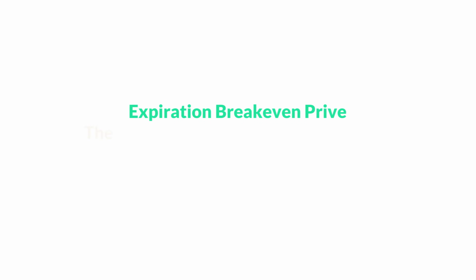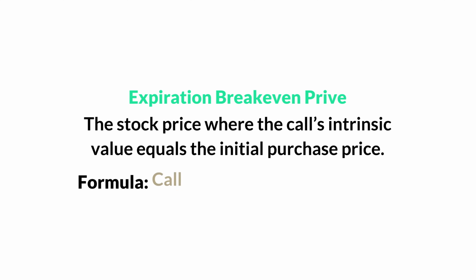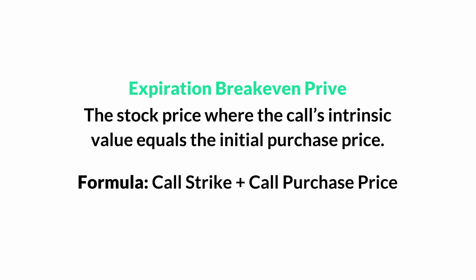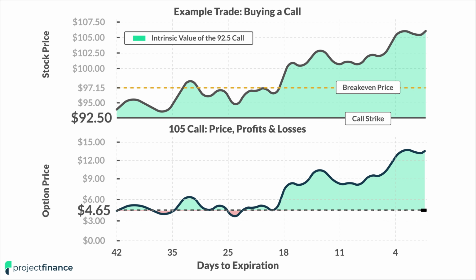The break-even price is the stock price that leaves the call option with intrinsic value equal to the option's purchase price at expiration. The break-even price is equal to the strike price plus the amount paid for the option. In the previous example, the break-even price was $97.15 because the 92.5 call was purchased for $4.65. So if we take 92.5, which is the strike price, and we add the purchase price of $4.65, we get an expiration break-even price for this trade of $97.15.